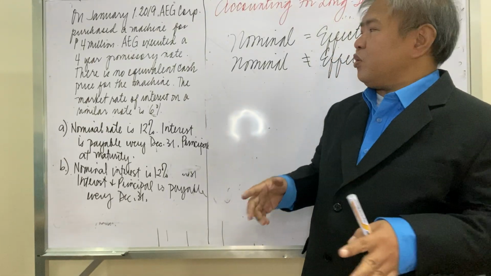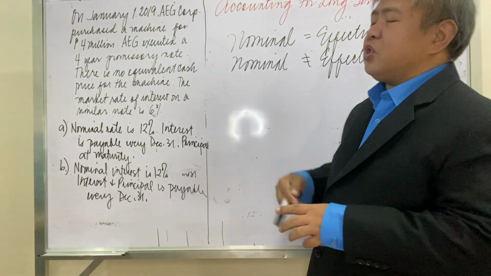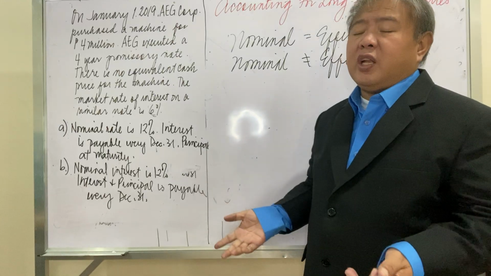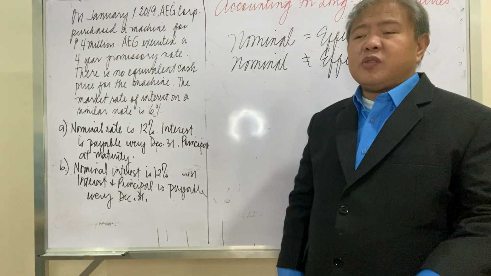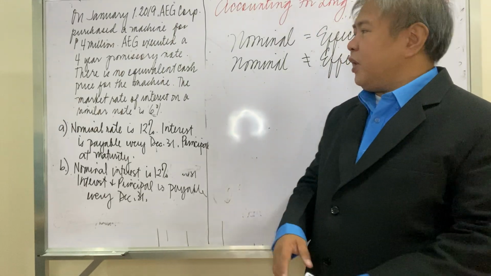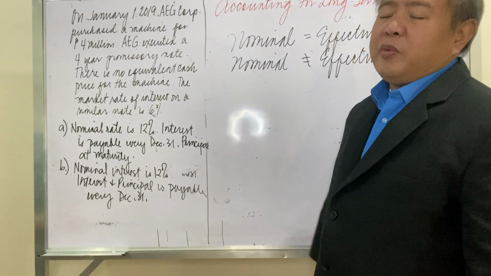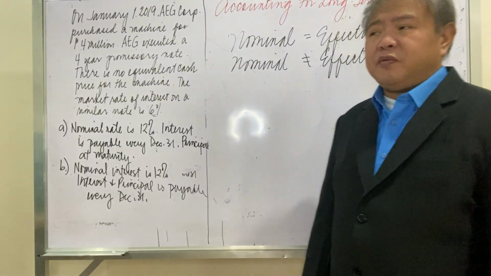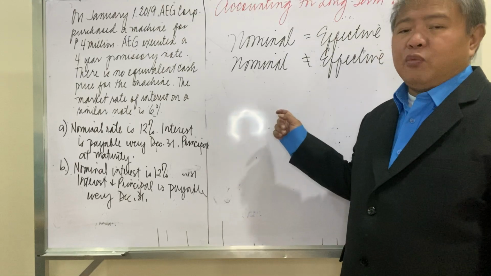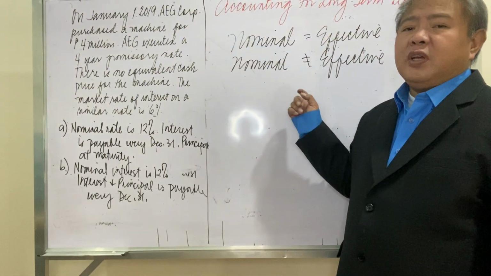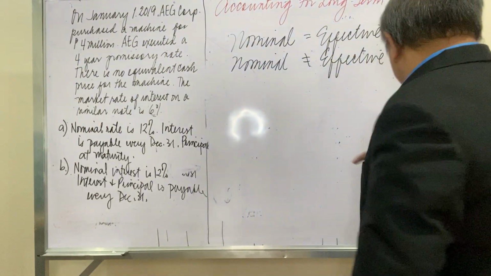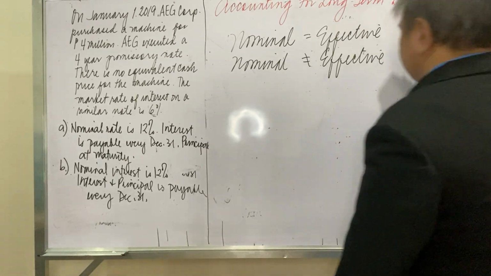So what are we going to do? Now in this first situation, there's no problem. You just have to record the liability and the interest payments. But when the nominal is not equal to the effective interest rate, we have to discount the value of the obligation. Now let's have this example on the board.